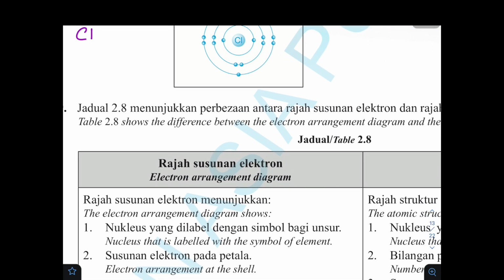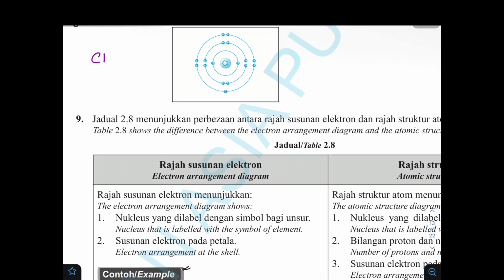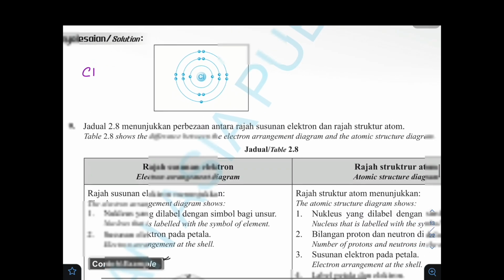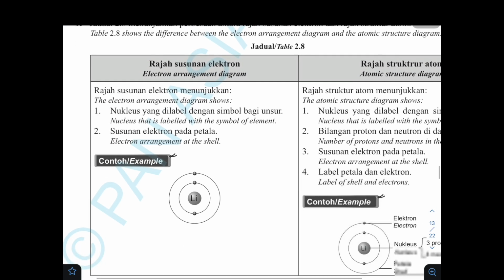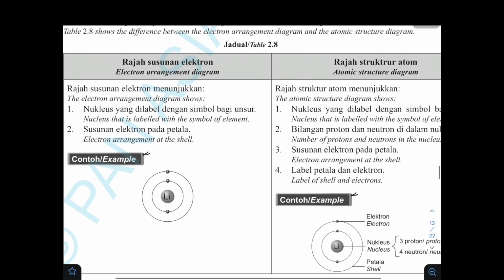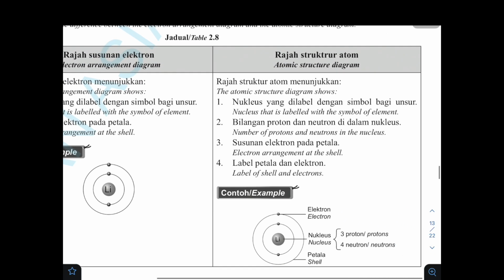Okay. Table 2.8 shows the difference between electron arrangement diagram and the atomic structure diagram. Jadi sebenarnya kalau kita buat electron arrangement diagram, dia bentuk dia macam yang saya tunjuk tadi lah. Symbol of element, kemudian nucleus, and then first shell, second shell, and so on lah. Kalau kamu disuruh untuk membuat atomic structure diagram, okay, cara dia sedikit berbeza.